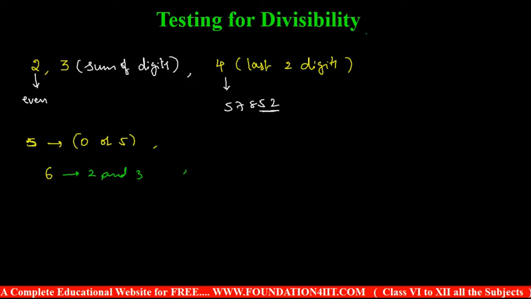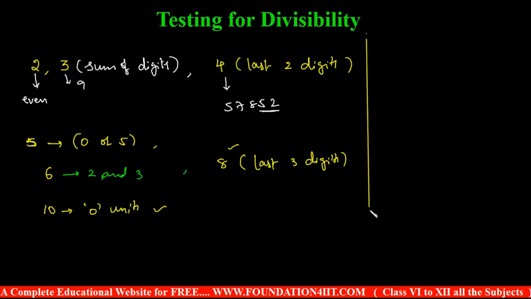Similarly, for 8, I'm not telling the rules clearly, as there are already videos on my channel. For 8, if the last 3 digits are divisible by 8, then that number is divisible by 8. The rule for 9 is that if the sum of the digits is divisible by 9, then that number is divisible by 9. And for 10, 0 should be in the units place. For 7, some rules are also there.